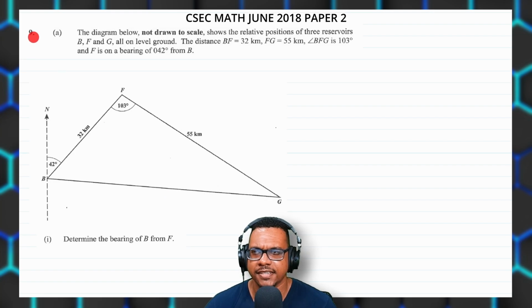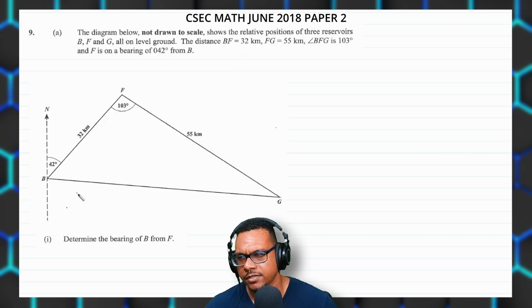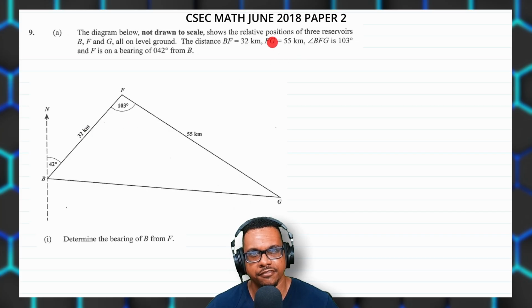So here we have question 9, part A. The diagram below, not drawn to scale, shows the relative positions of three reservoirs, B, F, and G, all on ground level. The distance BF is equal to 32 kilometers. So that's B to F is 32 kilometers right here. We have FG is 55 kilometers, so F to G, 55 kilometers.